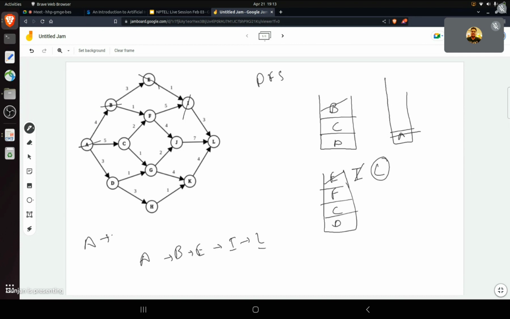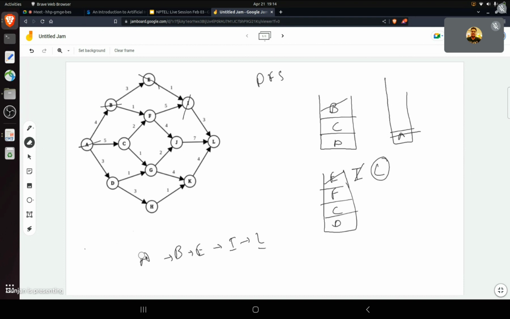for BFS it will be A, then B, then C, then D, then we will start exploring with E, then F, G, H. I mean, it is not exactly the order of traversal, but it would be the order of visit, the order of the nodes that we have visited. Let me just clarify this. In BFS, you will get the order in which you are exploring the nodes, right?